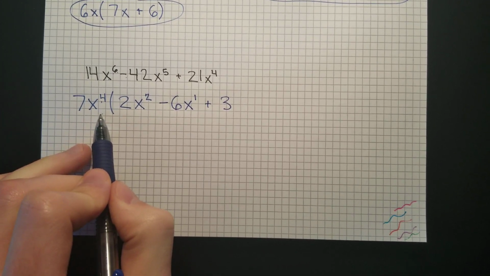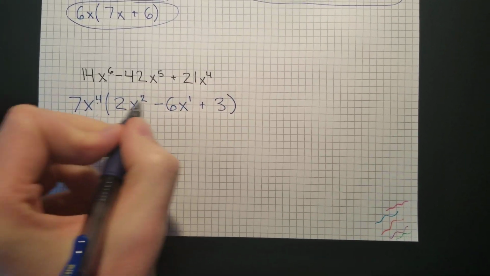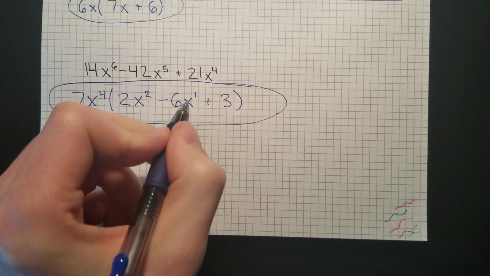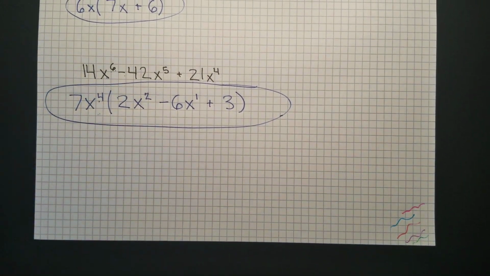x to the 4th divided by x to the 4th. That means they're all gone. So we just have a 3. We close that off. That's the answer.